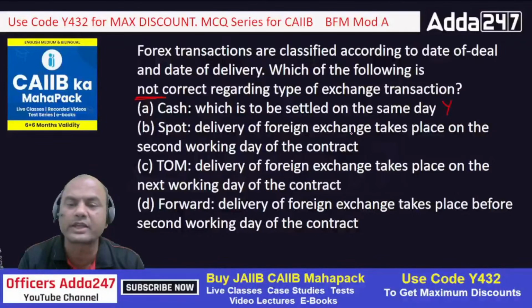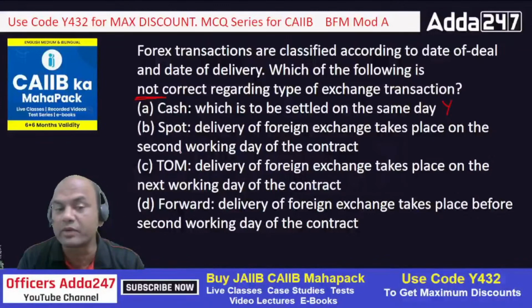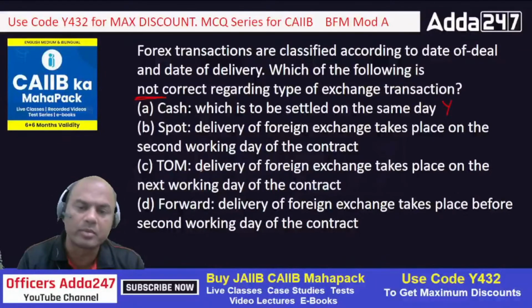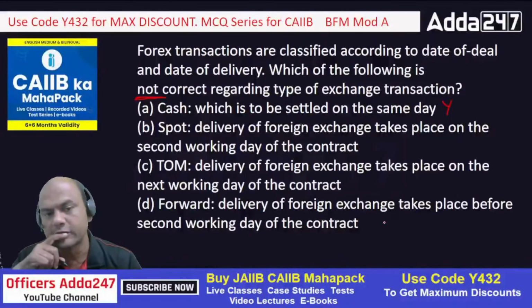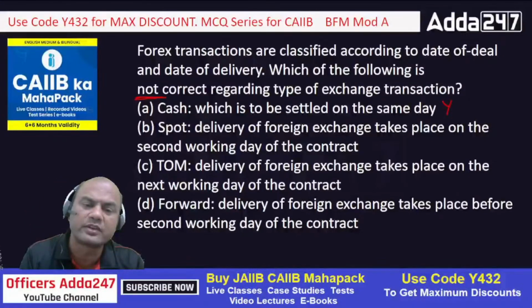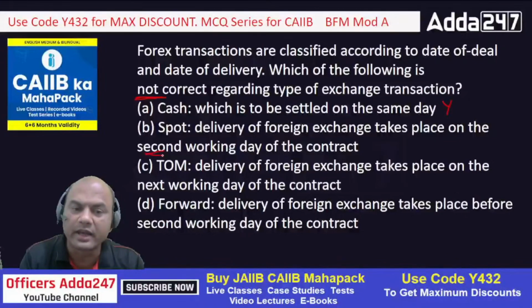Spot means delivery of Forex takes place on the second working day of the contract. Tom means delivery of Forex takes place on the next working day of the contract. Forward means delivery of Forex takes place before the second working day of the contract. So which one is not correct? Spot is always done on the second working day, and Tom is always done on the next working day. Are A, B, C all correct, or is D wrong? Forward means what?